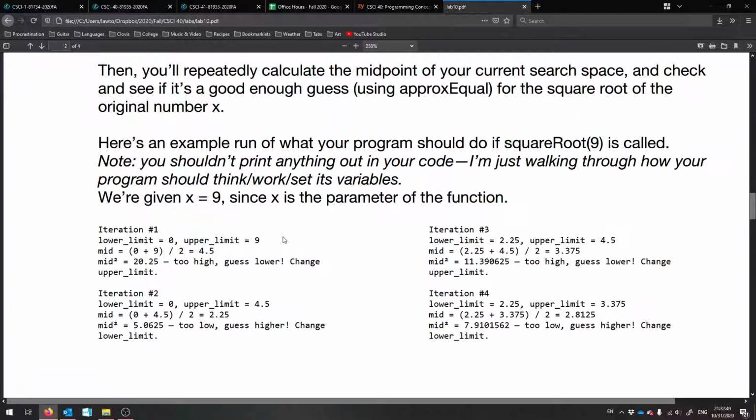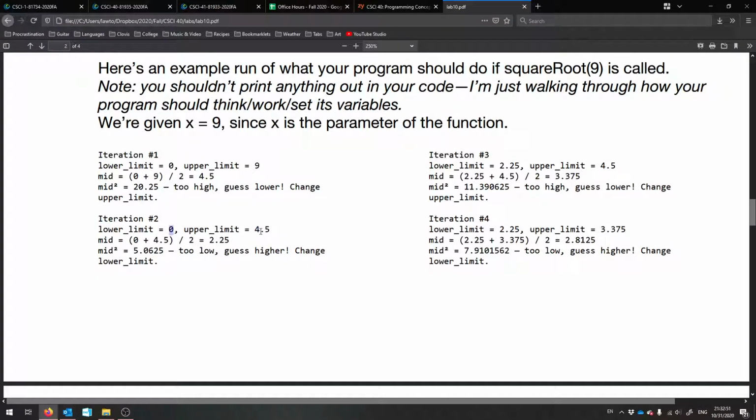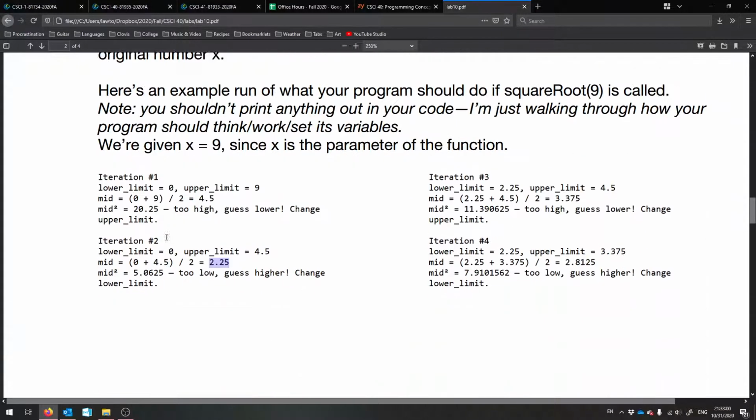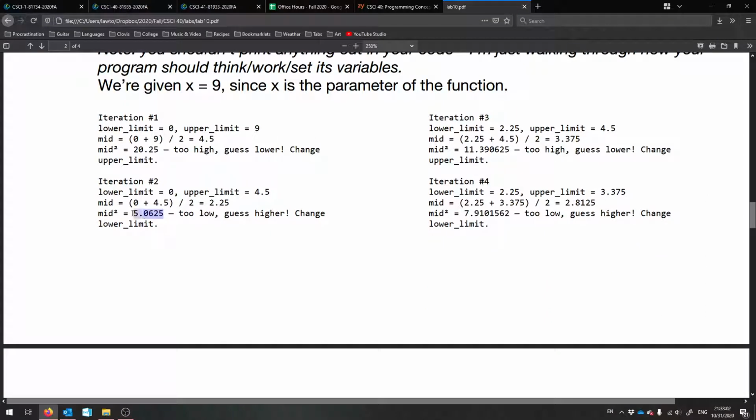Let me actually zoom in for this. The midpoint between 0 and 4.5 is 2.25. Let's guess there. And we'll square 2.25. That was smaller, so you'll get a smaller number than 9. And so that was too low. We need to guess higher now. So we'll change the lower limit to make sure that we guess higher.